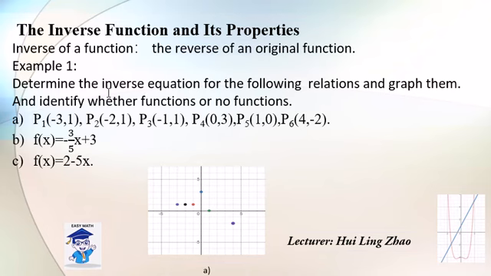Example 1. Determine the inverse equation for the following relations, graph them, and identify whether they are functions or not functions. Part A is the points. There are 6 points. You can see the graph. P1 is (-3, 1). P2 is (-2, 1). P3 is (-1, 1). P4 is (0, 3). P5 is (1, 0). P6 is (4, -2). Part B, f(x) equals -3x over 5 plus 3. Part C, f(x) equals 2 minus 5x.